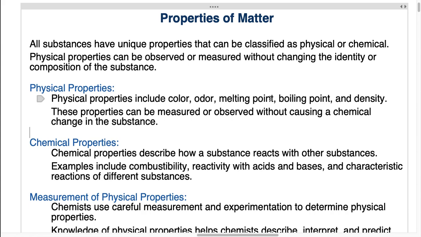Today's topic is properties of matter from the NCERT Chemistry textbook for 11th class. I am Satish Netam, and today we are going to dive into properties of matter, where we will see the different properties of matter. We will see the physical properties and the chemical properties.